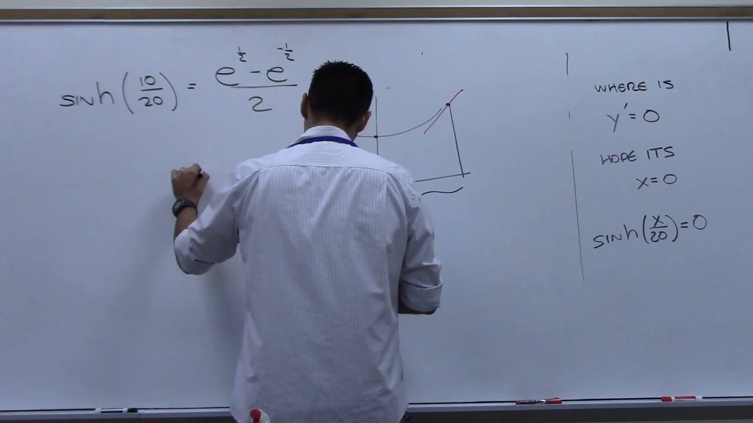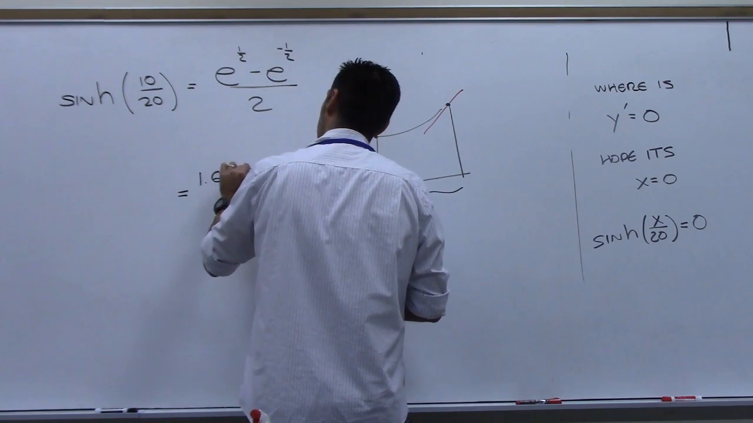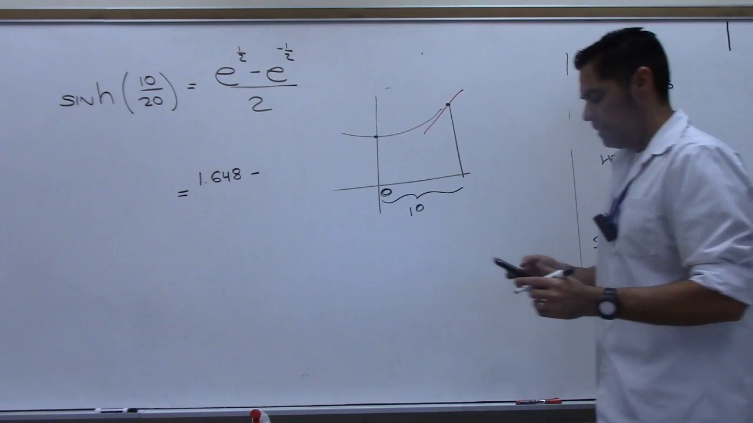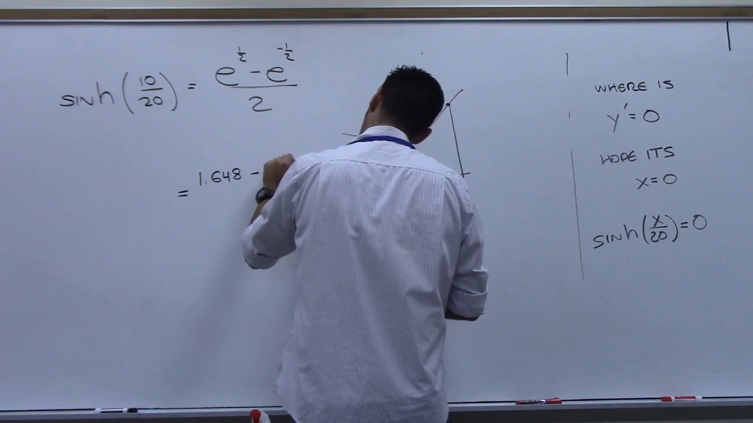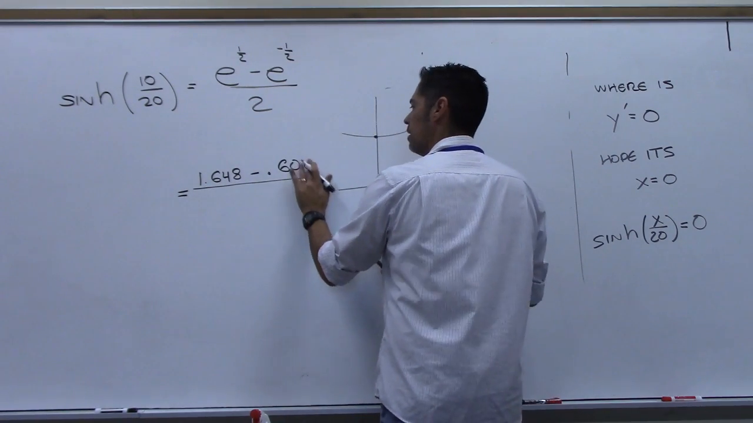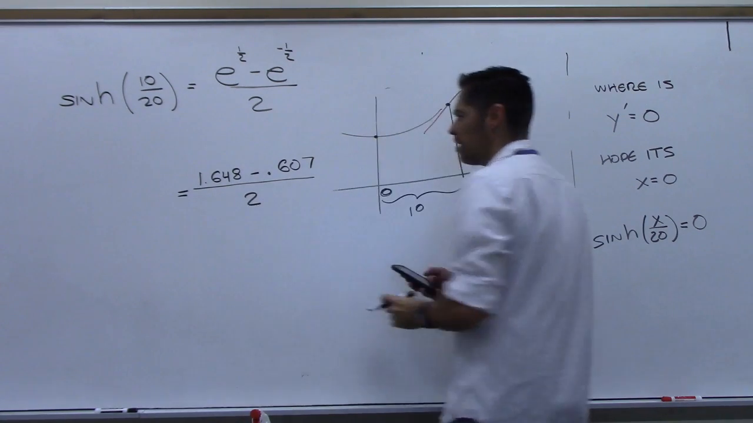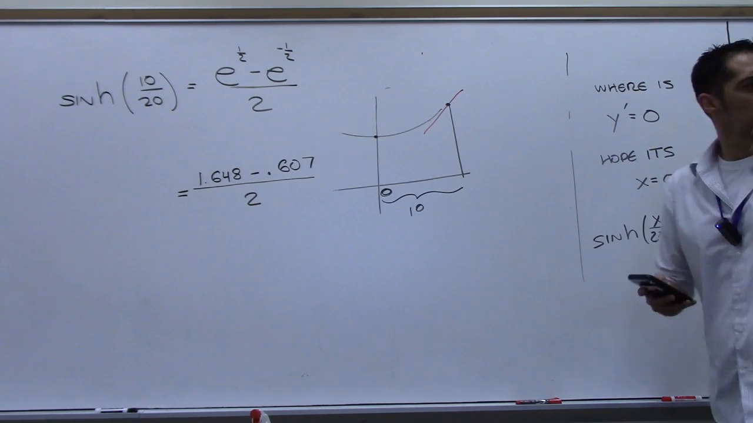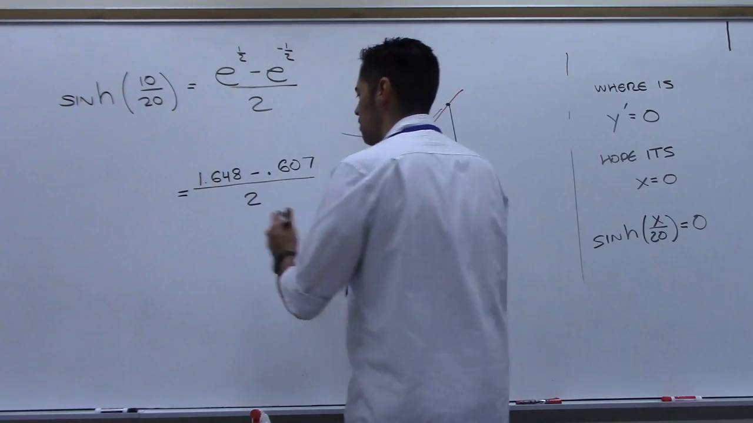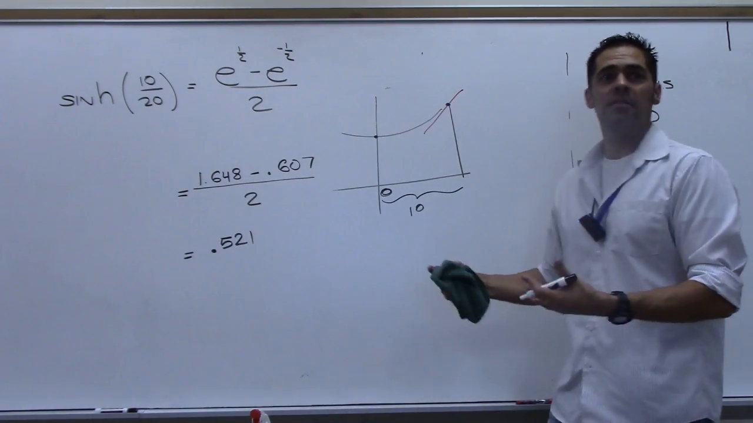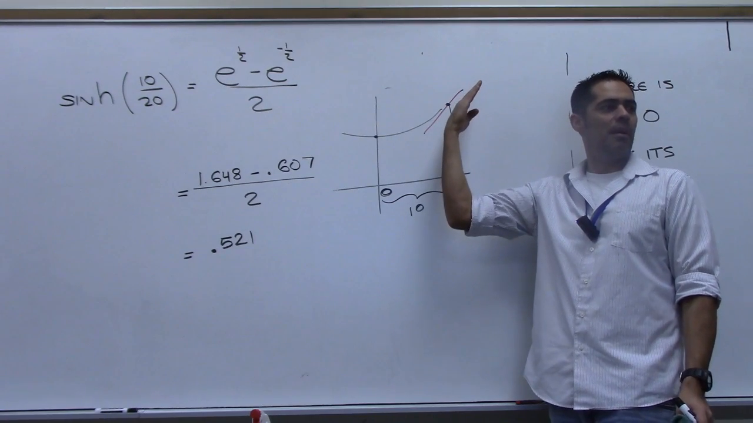So I'm getting 1.648 minus 0.606. It's actually 0.607. And then over 2. Anyone else getting this? Yeah, we'll check our final answers, right? 0.521, close enough, good. All right, so you should get 0.521. I'm feeling good about that because it's a positive number, which means it's a positive slope, and that wire should be at a positive slope, right?